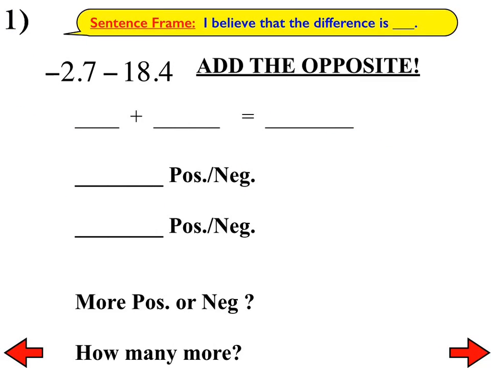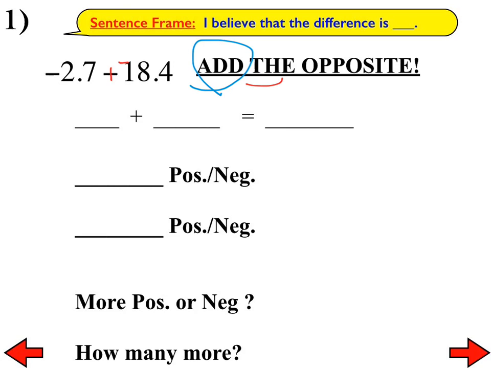So number one, negative 2.7 minus 18.4. When we did integer problems where we were subtracting or finding the difference, we always turned them into addition problems because it made them easier to deal with. So anytime we have a subtraction problem, we still want to turn it into an addition problem first, and we usually call that adding the opposite. So we're going to turn this into an addition problem by changing the subtraction to addition, and then changing the second number to the opposite of what it is. So that becomes negative 2.7 plus negative 18.4.